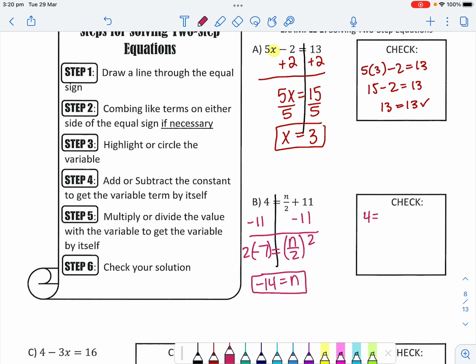So 4 equals negative 14 over 2 plus 11. So 4 equals negative 7 plus 11. 4, in fact, equals 4.